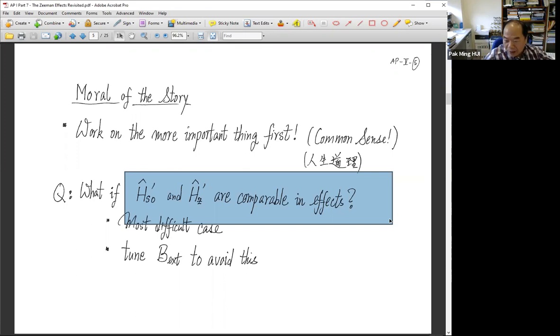So I will stop here. Today, we discussed these two extreme, two opposite limits. Next time we will see how we can handle both spin-orbit and external field together. Okay, so I will stop here today.